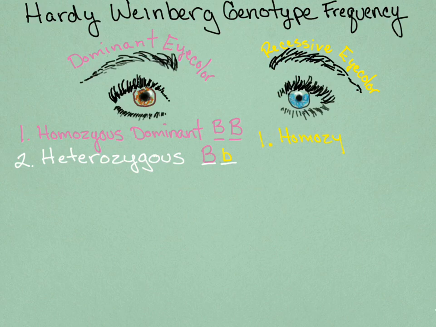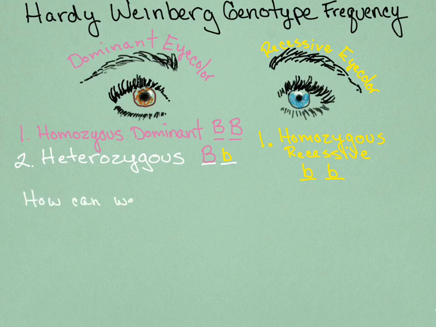If you have recessive eye color, you only have 1 possible genotype. And that is, little b. That is the only possibility if you have the recessive eye color trait.